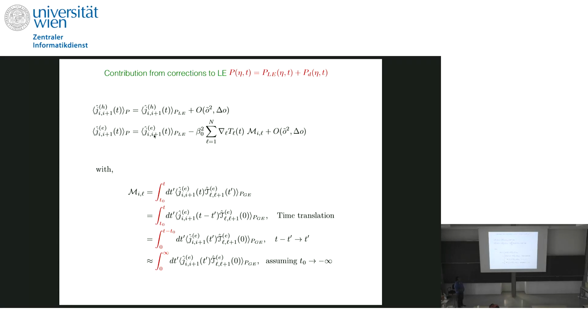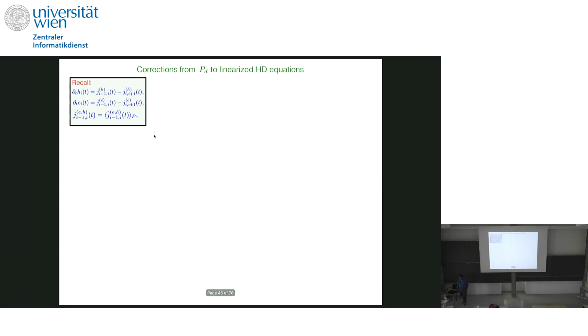Next, since this is in global equilibrium, I can use time translation, and then I do a variable transformation and get this equation. Since I am interested in the evolution on a time scale much larger than the microscopic time scale, I replace this integral by this integral from 0 to infinity. I can approximate it by assuming that you had actually started at a long past. So I have this explicit expression for the kernel, and I have everything for the currents.